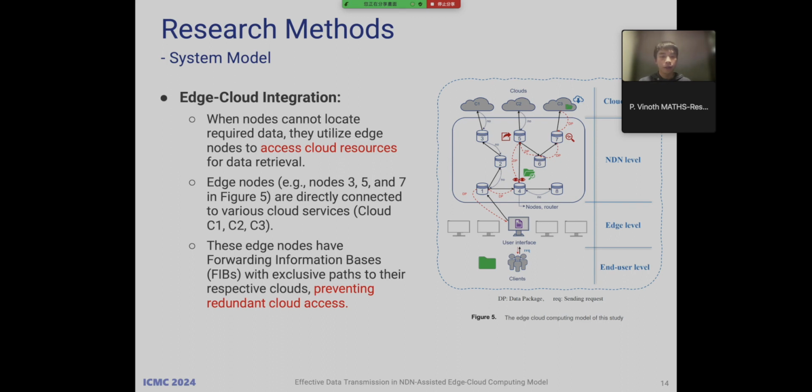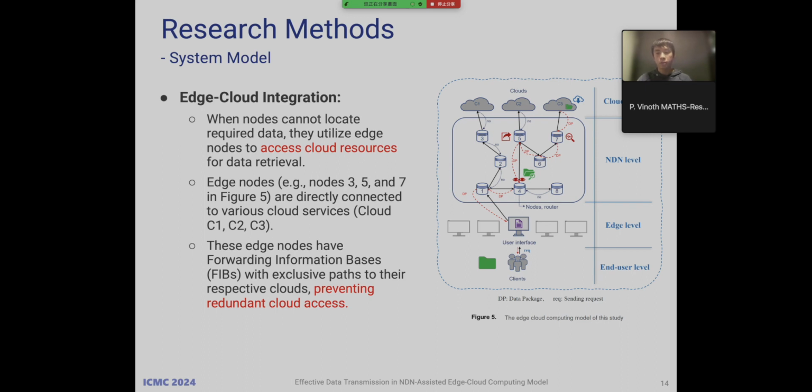So in this part, moving to the edge cloud integration. In our system, when nodes are unable to locate the required data within their local resources, they turn to the edge nodes, and these nodes serve as a gateway to the resources of cloud services, bridging the gap between the local and the cloud storage.